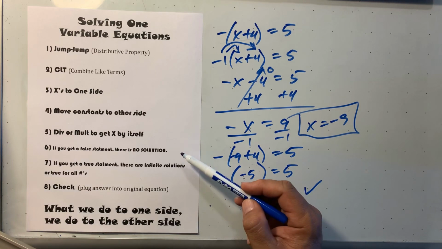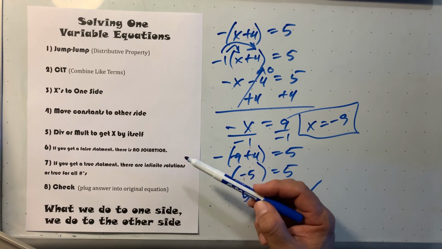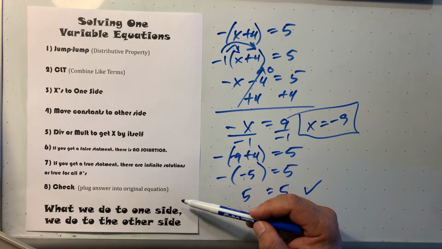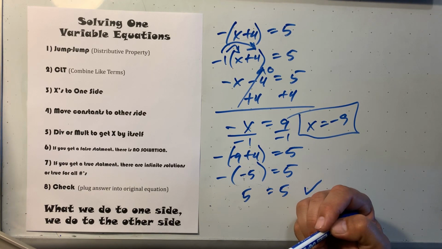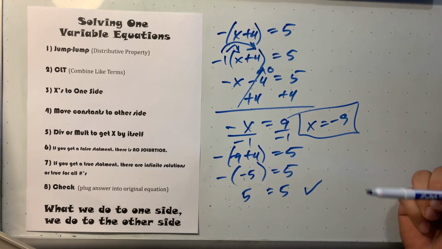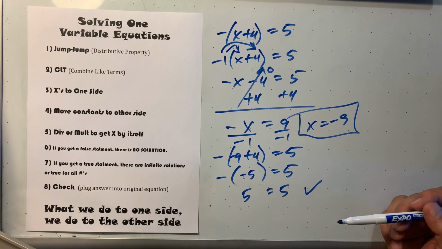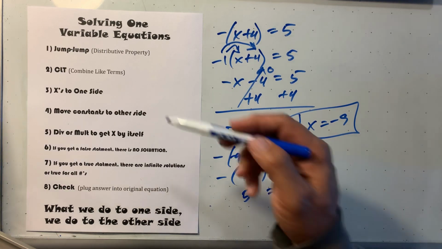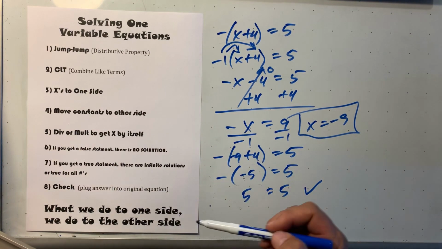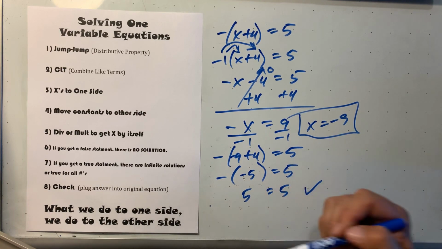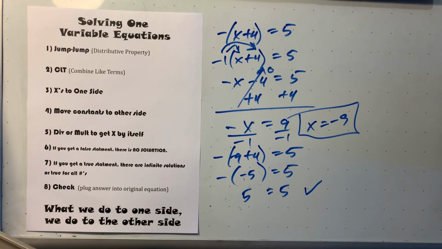Other things that can happen, you can have no solution. You could have infinite solutions. And then you always want to do your check to make sure you have the right answer. Why go through all that work and not get the right answer? Okay. If you get a bad check, go back and find your mistake until you get a good check. All right, hopefully this will help you. You don't have to do things necessarily in this order, as long as you follow the golden rule, which is always what you do to one side, you have to do it to the other side, so you don't disrupt the balance of the equation.